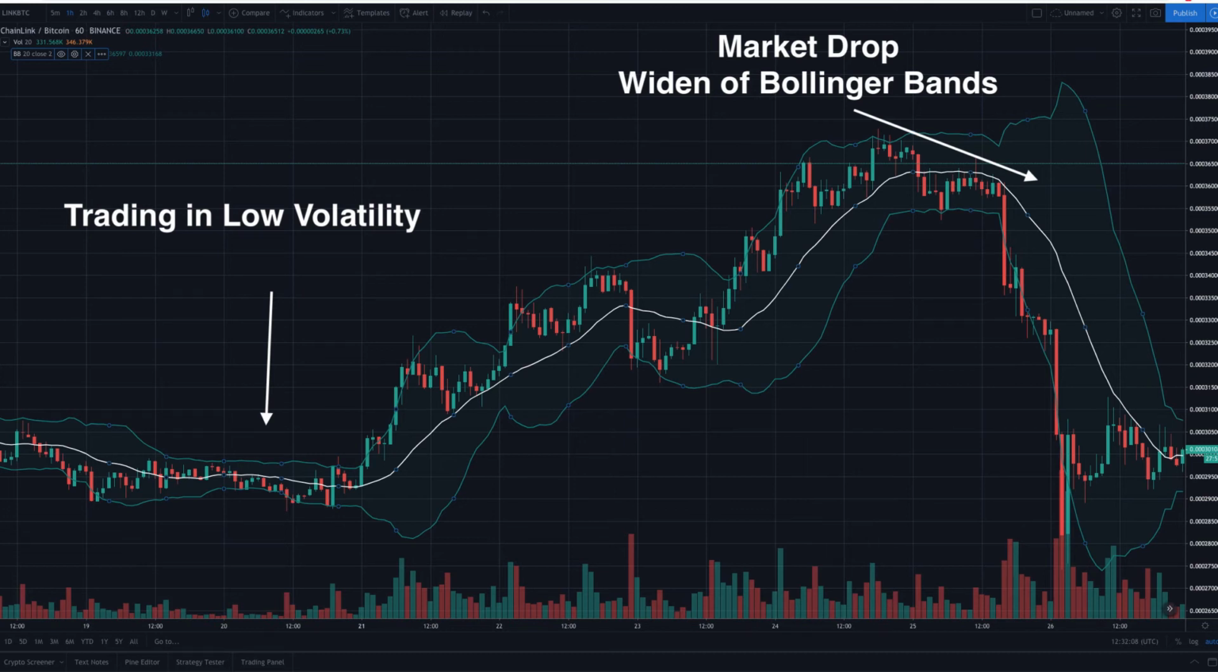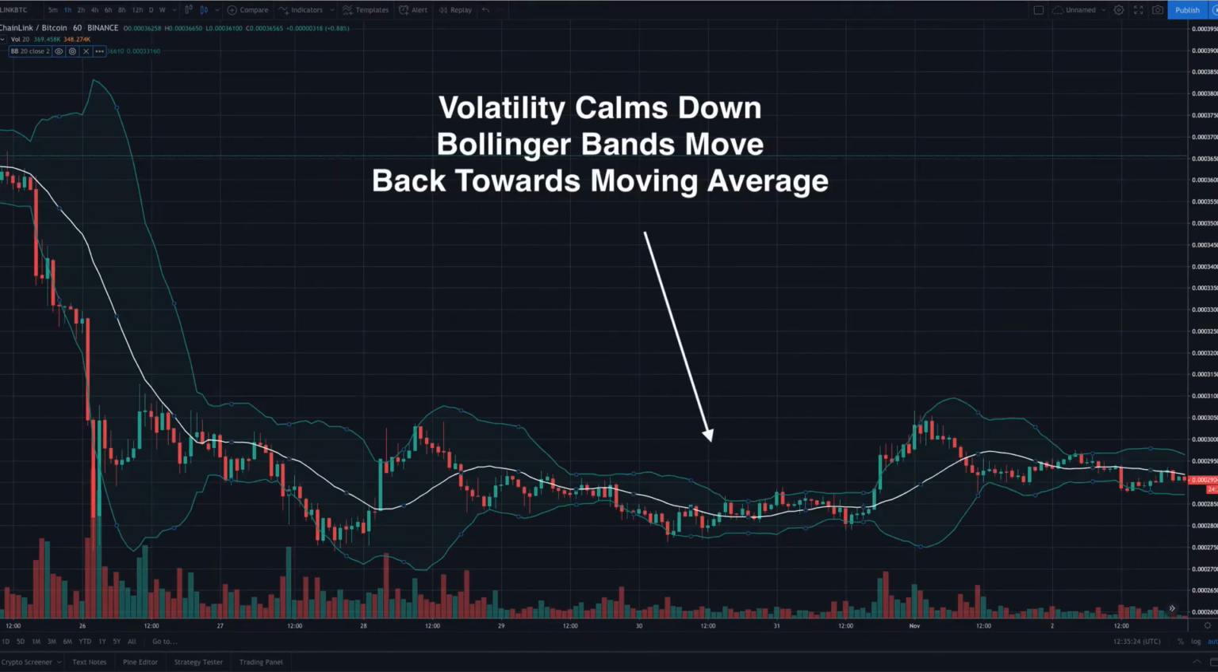Then we see an explosion as the market seems to have fallen off a cliff. You can see how far now the Bollinger Bands then go out. They really are a function of how volatile the market is being. If we see volatility calm down, we will see these lines draw back in towards the moving average.